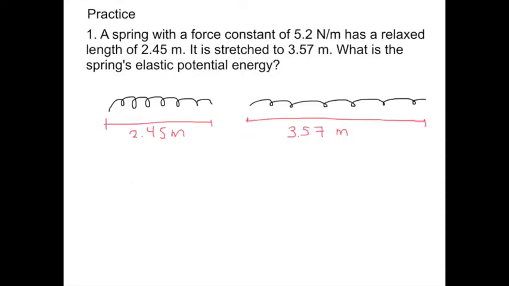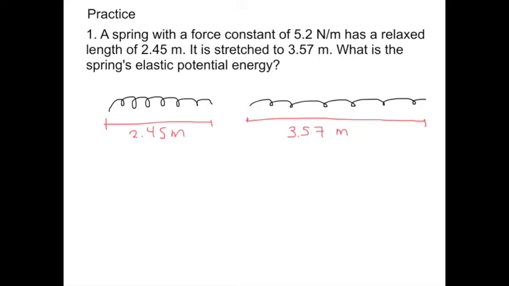We'll do some practice problems with energy. Number 1. A spring with a force constant of 5.2 newtons per meter has a relaxed length of 2.45 meters. It is stretched to 3.57 meters. What is the spring's elastic potential energy?